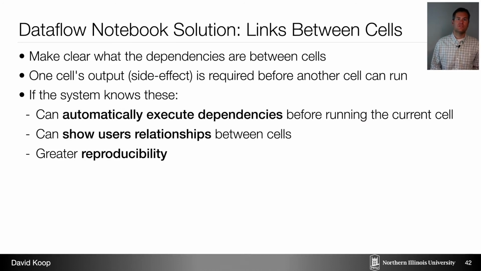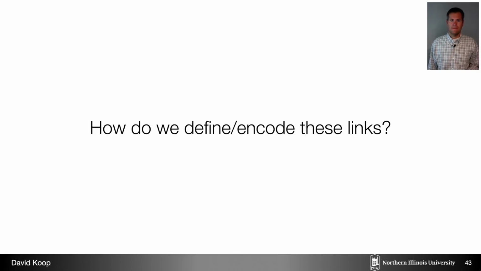So the dataflow notebook solution that I'm presenting really focuses on linking the cells, making it clear what the dependencies are between the cells, so that one cell's output can be required before another cell can run, if we know what these hard dependencies are. So if the system knows these, it can automatically execute dependencies before running the current cell, can show users the relationship between the cells, and generally enhance reproducibility. But it doesn't just help the system, it helps people, it helps the users as well. Now the question is, how do we actually define and encode these links?